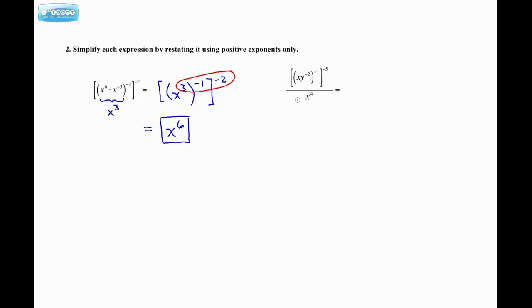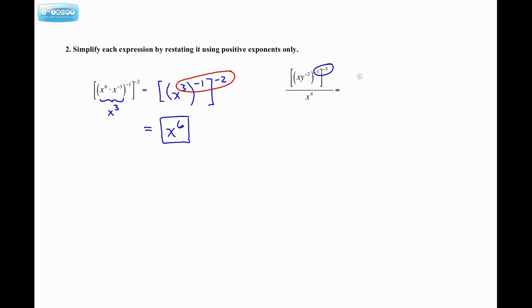Next, in brackets I have xy to the negative 2, okay, but this negative 2 is only affecting the y, it has no effect on the x. But everything inside this set of brackets is being affected by this minus 1, and then that still is being affected by this minus 5. Okay, so again, you have multiple options here. I can get rid of some of these negatives because I know those double exponents, I can just multiply those.